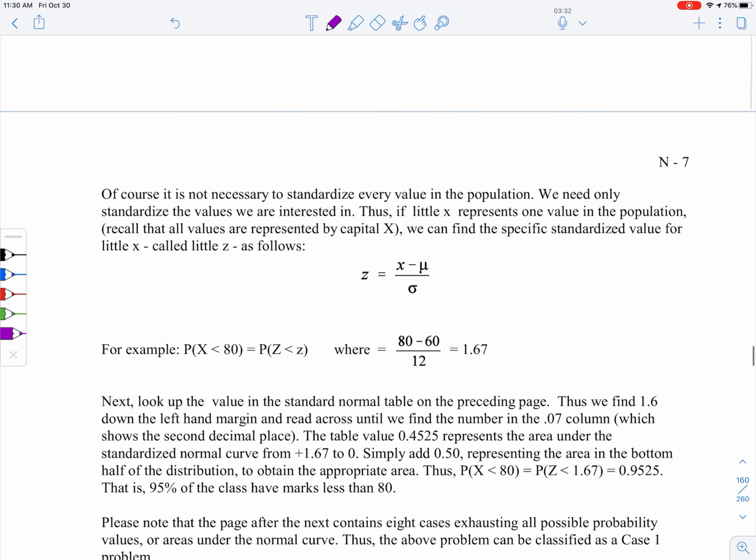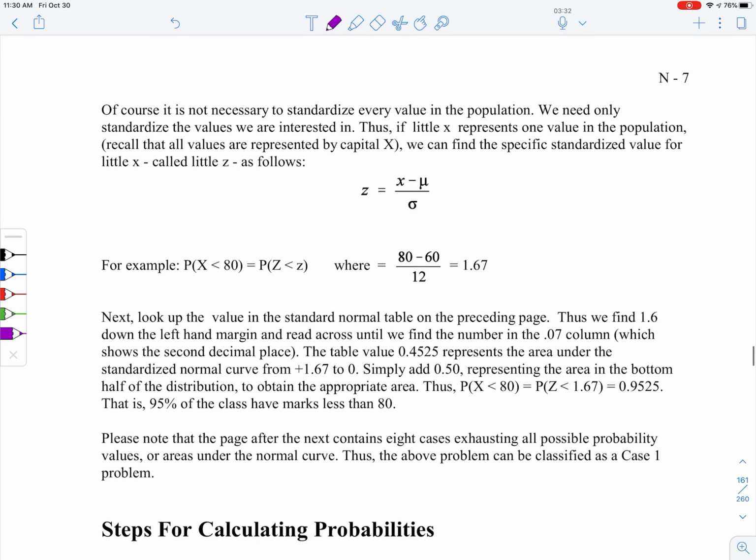All right. Let's see how we do that. So in our particular case, we're interested in the probability that x is less than 80. We're going to change that into a z value. So the probability of getting a z less than some, let's call it little z. I always draw my little z's this way, by the way. You'll see that. And so that specific little x is going to be converted into a little z value. And the way that we do it is using this formula here.